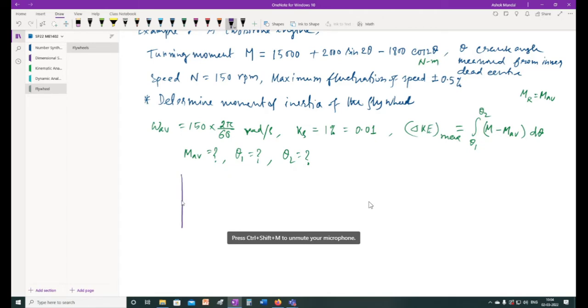To make our discussion easy, let us first plot the turning moment. Let us draw the turning moment diagram first. Okay, so according to the given data, if we take this as our crank angle, when theta equals zero, what value do you have?